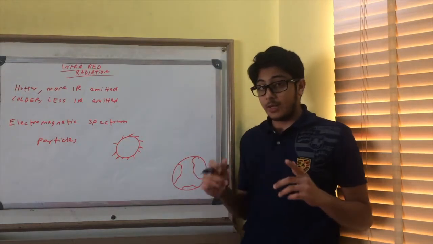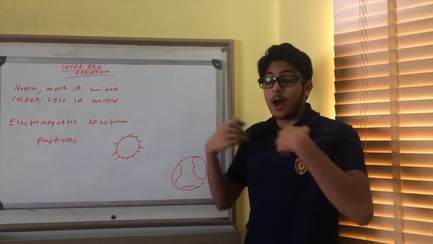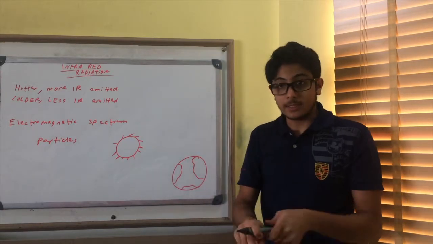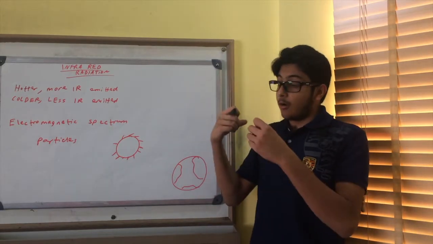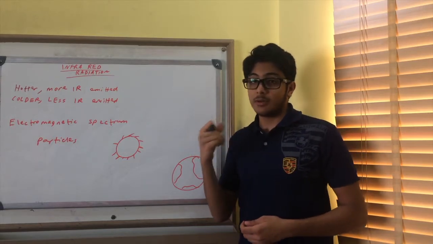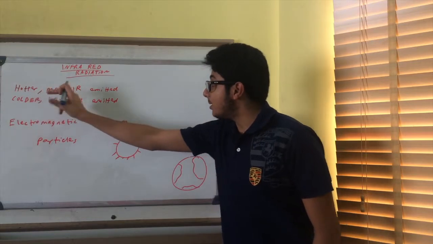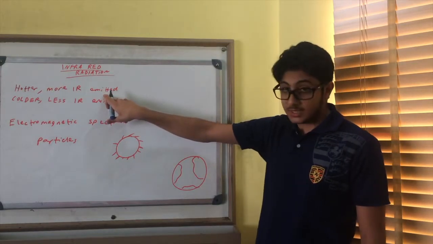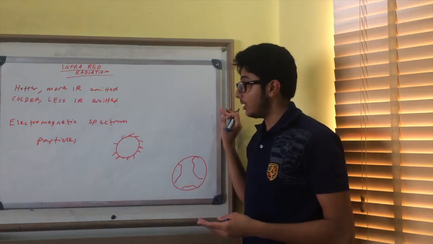Now the thing about infrared radiation is everything emits infrared radiation. I am emitting it, you are emitting it, this board is emitting it, and so on. But obviously they're emitting different amounts, and what determines how much infrared radiation you're giving out? Well, the hotter an object, the more infrared radiation it emits, and the colder an object, the less infrared radiation it emits.